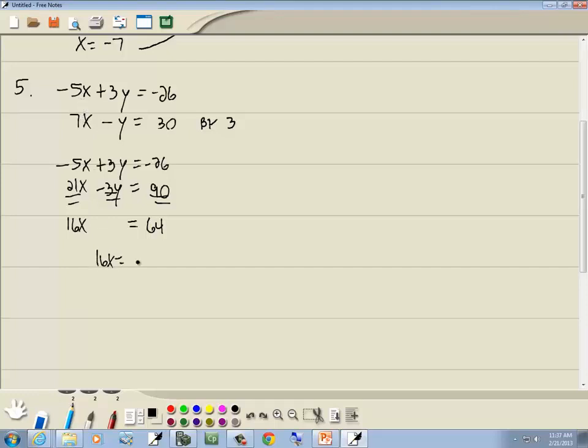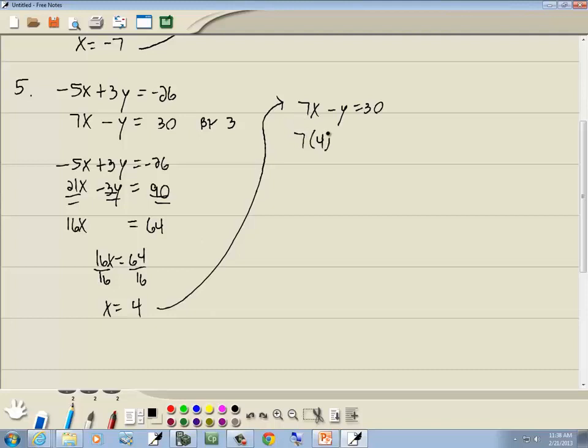Well, now we want to solve for x. So I'm going to divide both sides by 16. And we get x is equal to 4. Now we want to plug that into one of our equations. Second one looks a little easier to me. So I got 7x minus y is equal to 30. Both of them will give you the same answer. We just said x was equal to 4, so I'll replace the x up here with 4. 7 times 4 is 28, minus y is equal to 30.